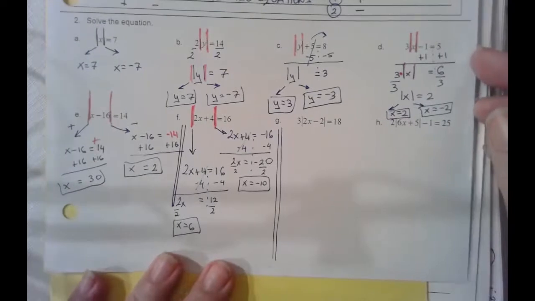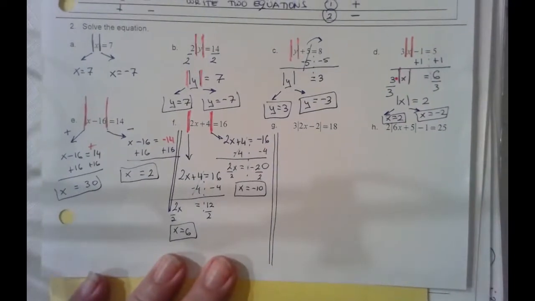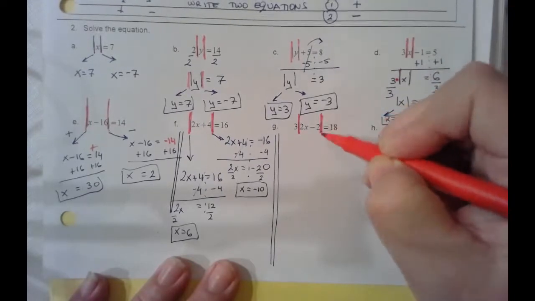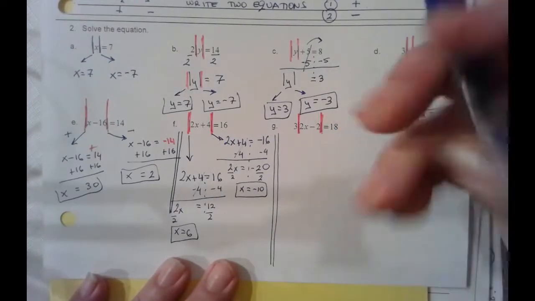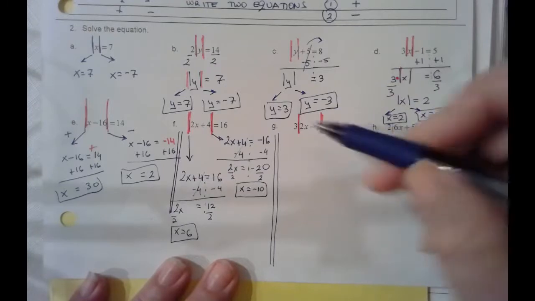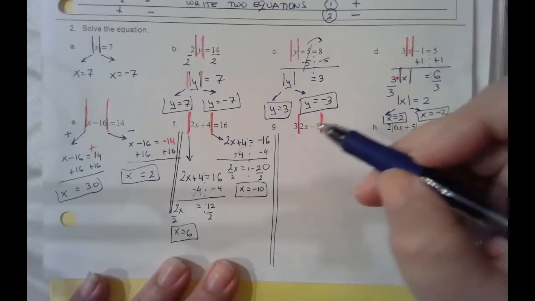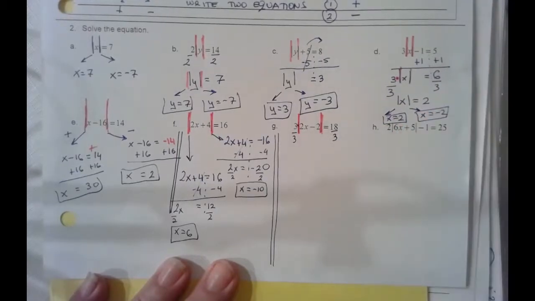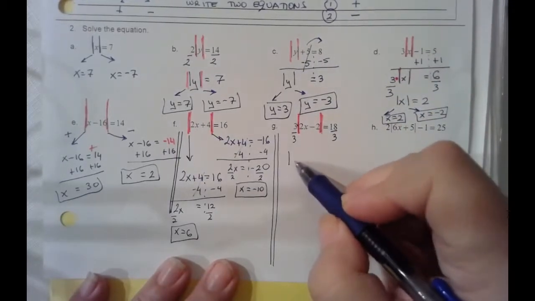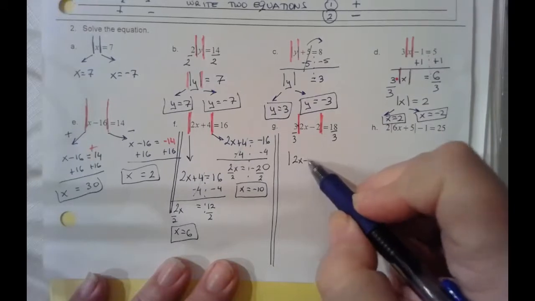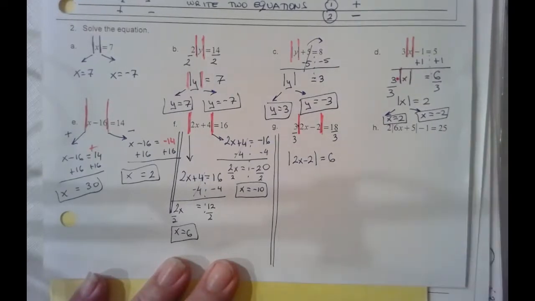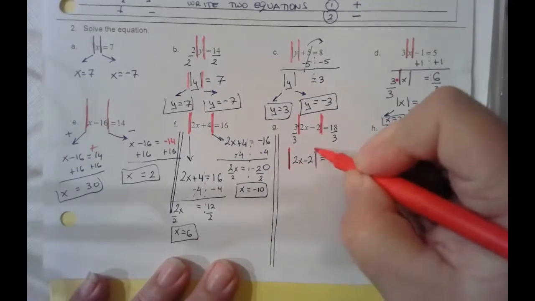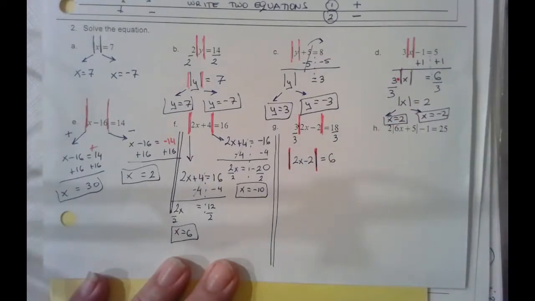Okay, let's look at G. So in G, you should notice that my castle is not alone on both sides. So I need to first get rid of this 3. And the way you get rid of the 3, this is multiplication. Opposite is division. So now I'm going to have my castle still intact. 2x minus 2 equals to 6. Now that I do not have anything around my gates, now I can lower the gates.